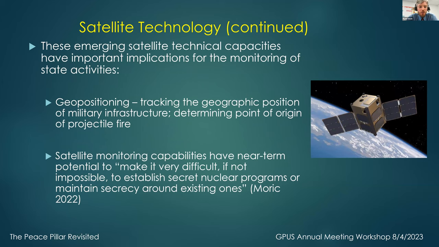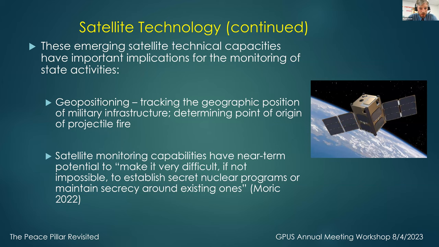Satellite technology. Geopositioning is one instance that I wanted to specifically reference. This is essentially the tracking of geostrategic position of persons or items on the Earth's surface, for instance, military infrastructure. These technologies can also help determine, for instance, the point of origin of a projectile, which could shed interesting and illuminating light on developments in Ukraine, for instance, where we often don't know, based on the media coverage, who fired on whom, when, and so on.